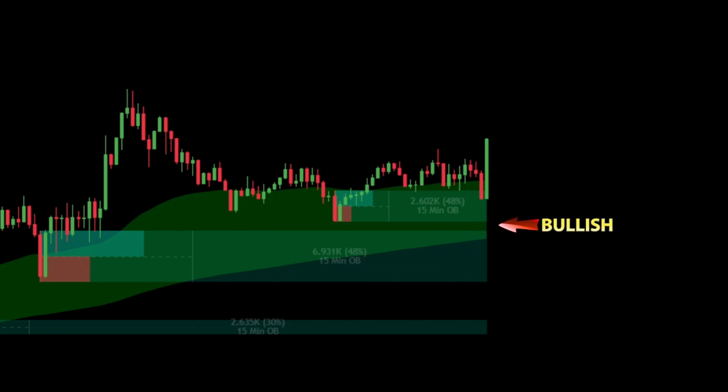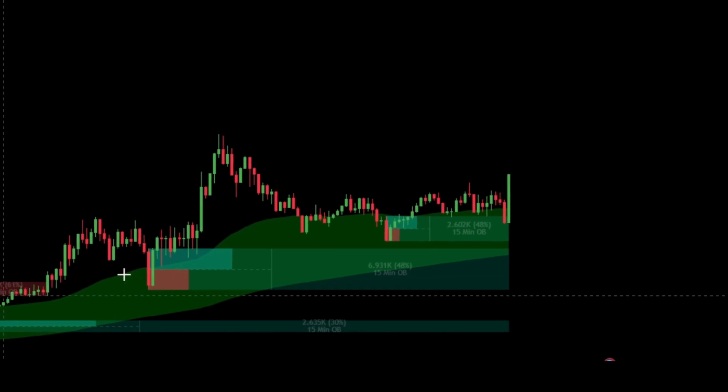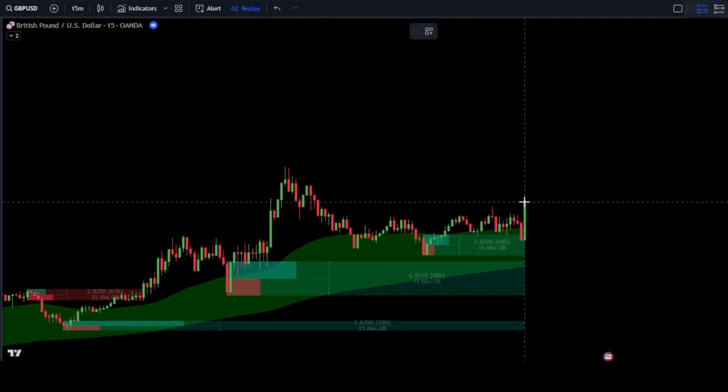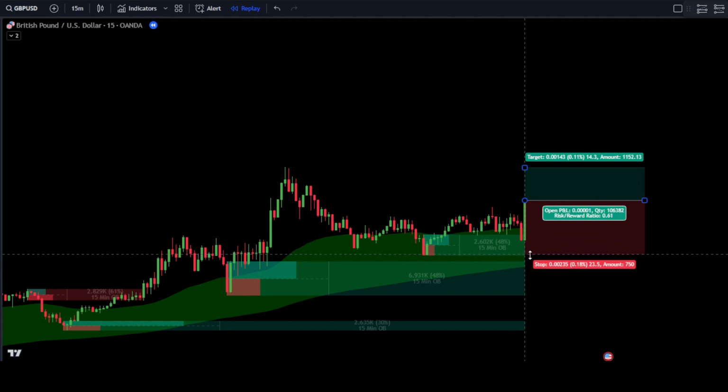Then, make sure that the Ripster EMA Clouds indicator shows a bullish trend. As confirmation, ensure that the bullish volume bars are more dominant than the bearish volume bars. If all conditions are met, you can place a buy order after the bullish candlestick closes.